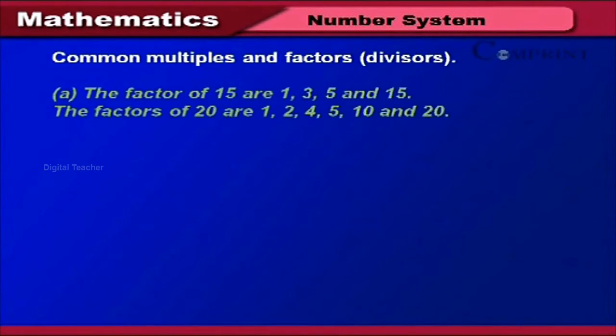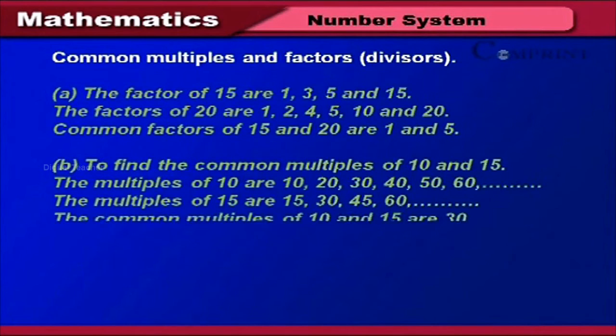Common multiples and factors. A. The factors of 15 are 1, 3, 5 and 15. The factors of 20 are 1, 2, 4, 5, 10 and 20. Common factors of 15 and 20 are 1 and 5.